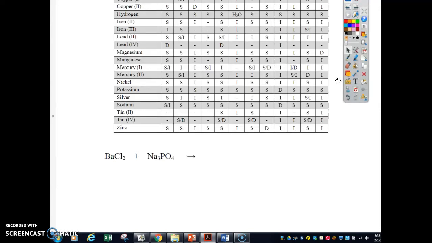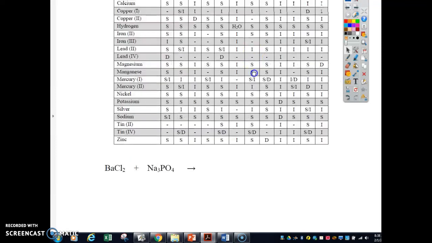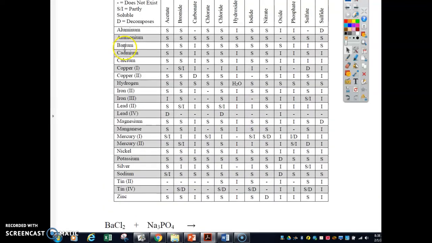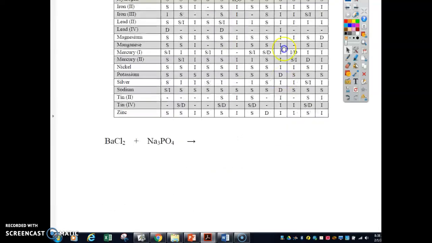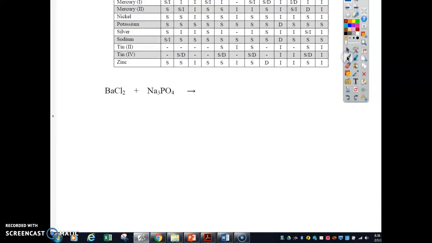Now, when you look at reactions like this on paper, it makes it seem like no matter what, a reaction is going to occur. And that is not always the case. So what I want to do is start off figuring out what barium chloride is and what sodium phosphate is relative to their solubility. So what we do is we find barium, we go over to chloride, which is right here. And that has an S. And remember, this is where people make a mistake if they're going too fast. If you have an S there, it actually means aqueous. It means it is soluble.